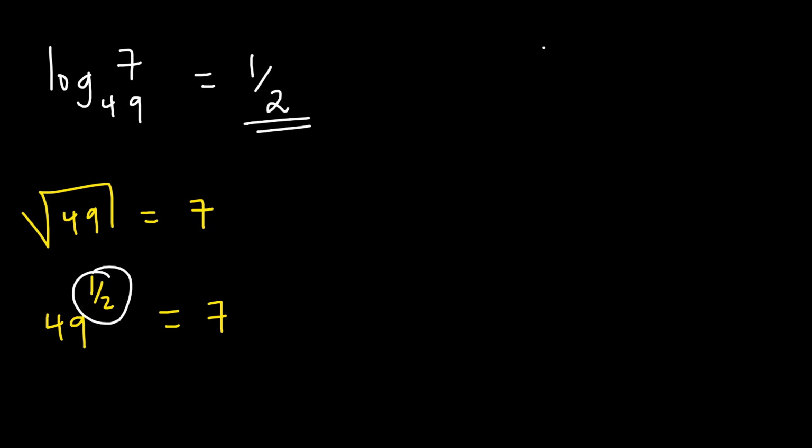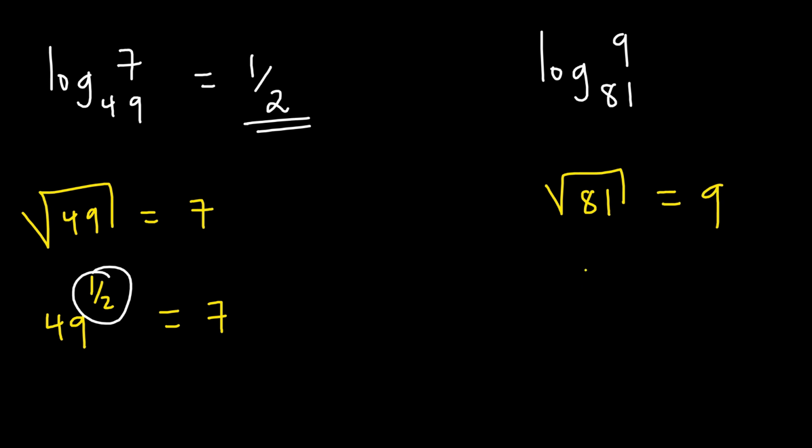Now we try out this. Solve log base 81 of 9. We know that the square root of 81 is equal to 9. Therefore, 81 raised to the power of 1 over 2 is equal to 9. So once again, our answer equals 1 divided by 2.